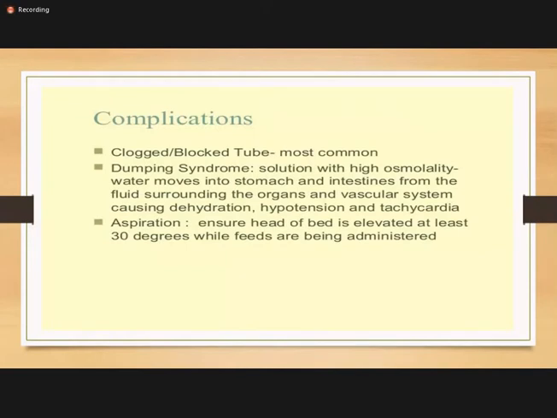And blocked tube, most commonly, complications. What are the complications? Blocking the tubes. Dumping syndrome: a solution with high osmolality, water moves into the stomach and intestine from the surrounding organs and causes dehydration, hypotension, and tachycardia. And aspiration. These are the main complications. Number 1 is blocking the tube. Number 2 is dumping syndrome, and number 3 is aspiration.